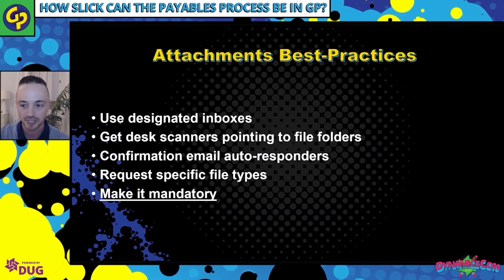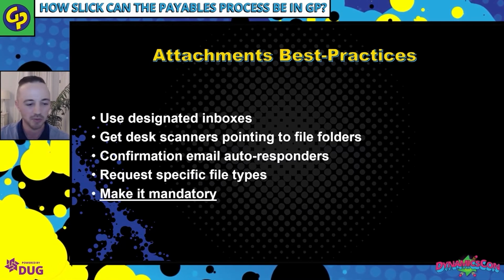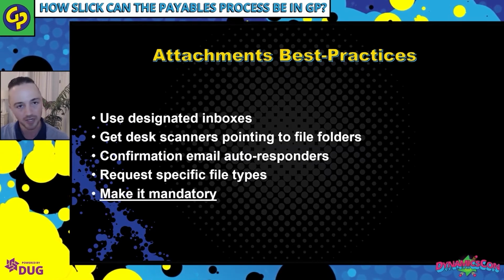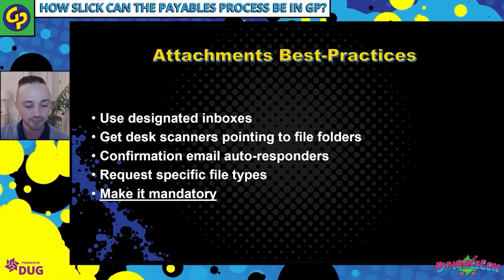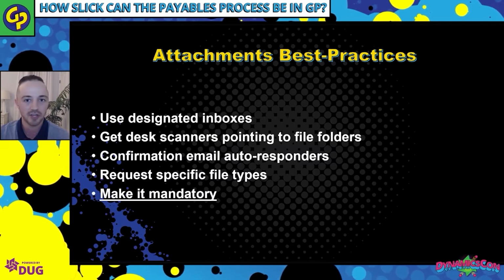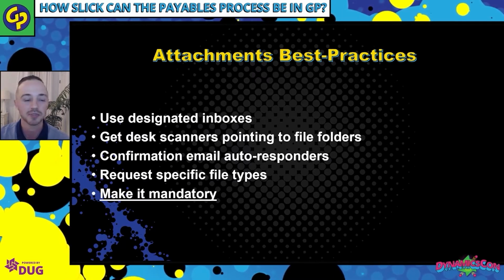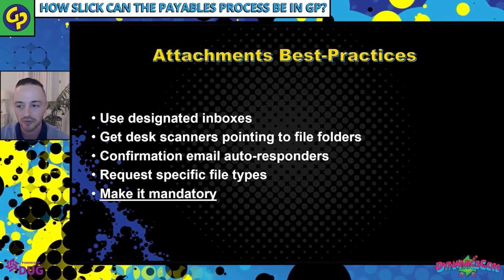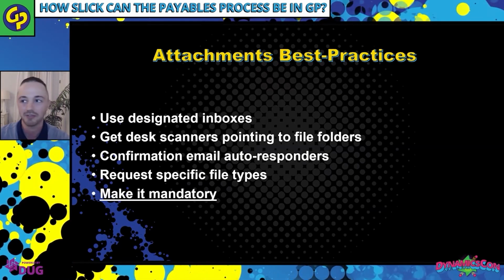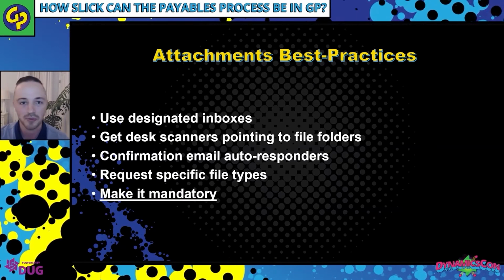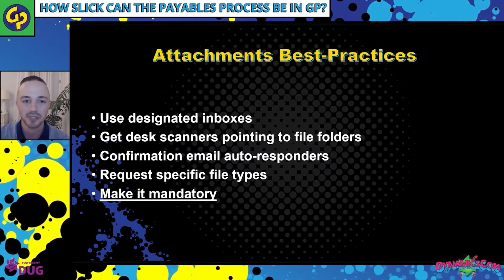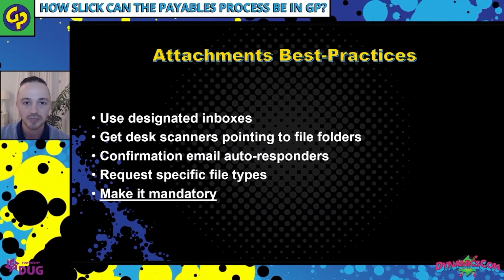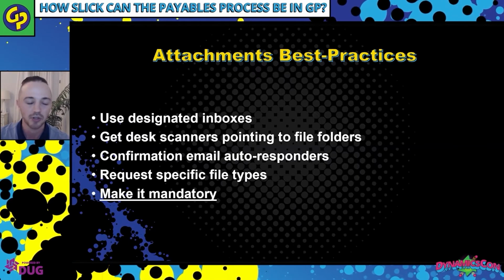Request specific file types. I'm going to leave that one alone. Make it mandatory. If you turn on document attachments, say, hey, we want our payables invoices in GP, make it mandatory. You're going to save yourself a ton of hassle. Think about the end of the year when the auditor comes in. Hey, show me your last 10 invoices for XYZ vendor. Well, if half of them are in the filing cabinet, 3 months' worth are in GP, and for the last couple of weeks of the year we decided just to do it manually, not good. So turn it on, make it as mandatory as you can, and you'll get the best return using document attachments in GP.